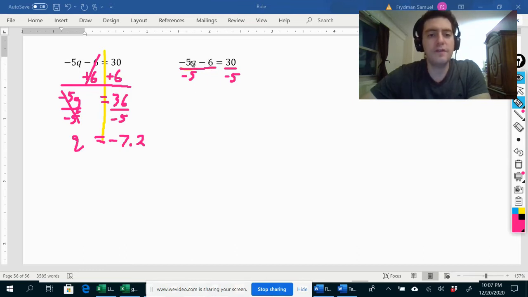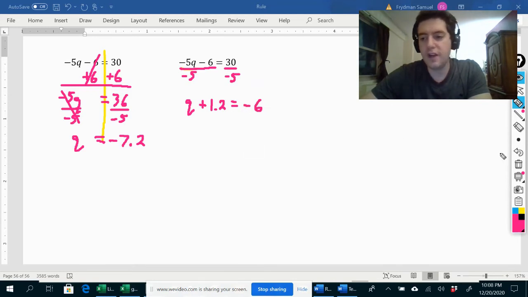So negative 5q divided by negative 5 would just be q. And then I can treat, even though that's a minus sign, I can treat it like a negative. So negative 6 divided by negative 5 would be positive, and then 6 divided by 5 is 1.2. Okay, so we also have to divide this by the negative 5. You can't just do it to this. You have to do it to every term. And then 30 divided by negative 5 would be negative 6.